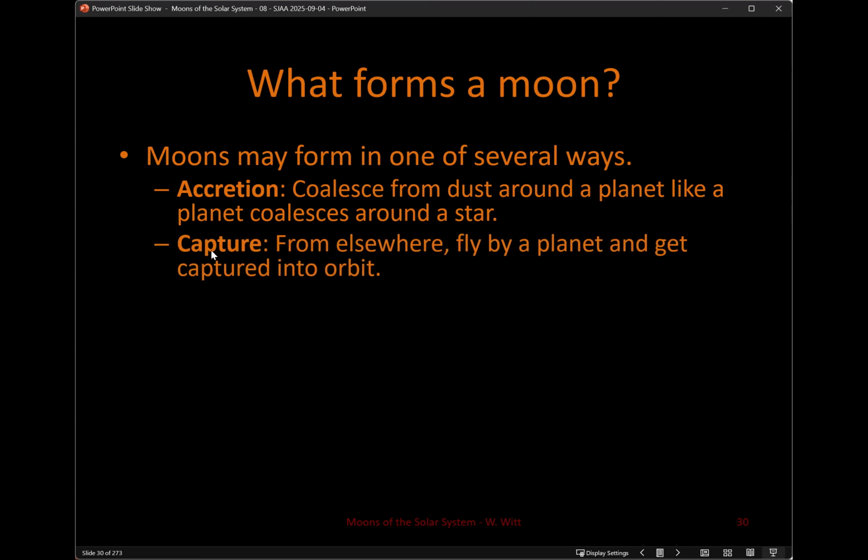A moon can also be captured. Maybe it formed somewhere else, and then it flies by the star, flies by the planet, and the planet's gravity might be able to capture that moon and pull it into the planet's orbit.